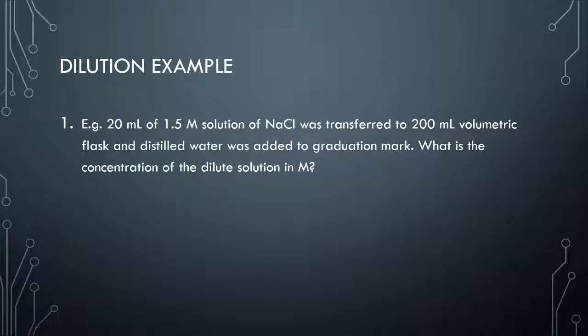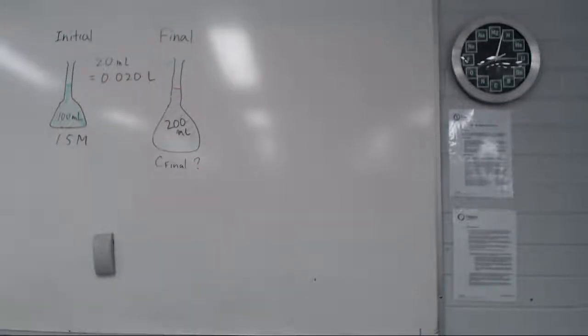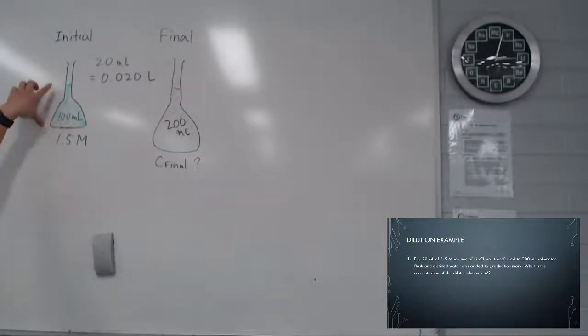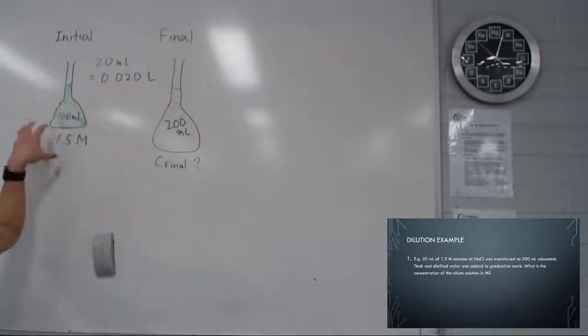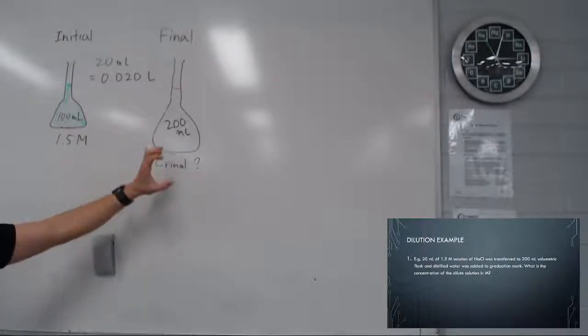Here's an example of what it may look like when you do a dilution calculation. 20 mL of 1.5 molar solution of NaCl was transferred to a 200 milliliter volumetric flask, and distilled water was added to the graduation mark. What is the concentration of the dilute solution in molar? So the question looks like this. Someone prepared 1.5 molar solution, regardless of how much this was originally volume-wise, but 20 milliliters of this solution was transferred to a bigger vessel, in this case 200 mL.